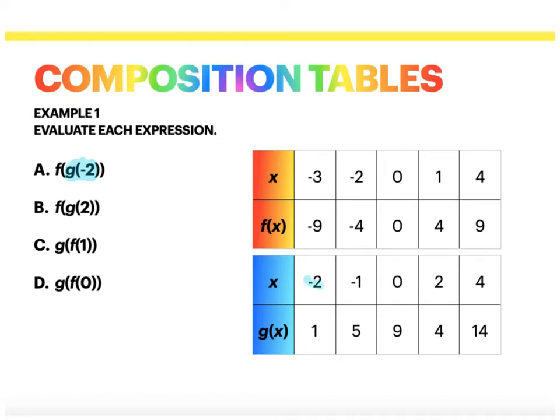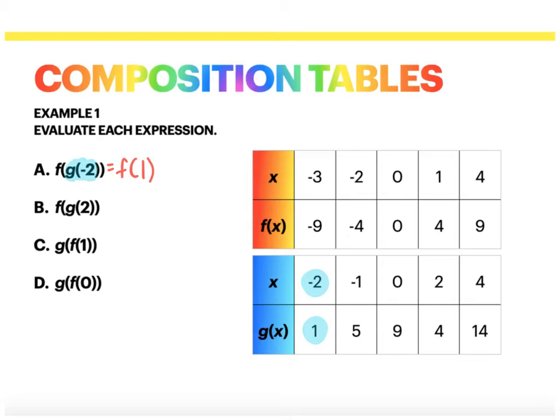So we find negative 2. And g of negative 2 is 1. Now at this point, we have f of 1. Now notice that came from us realizing that we were going to have to start with g since that was on the inside. We went down to our table that had the g of x. We found negative 2, that was our x. And then we found the output from that, which was 1. And so that's how we got the 1 here.